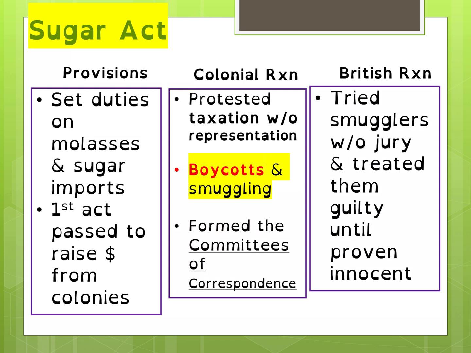The British are going to have to react to this because smuggling is illegal, so they're going to put the smugglers on trial. But they're going to do that without giving them a jury, and they're going to treat them guilty until proven innocent, which is the opposite of the way it's supposed to be. So it's not just a matter of paying taxes now. The British are actually taking away some of the civil rights of the colonists. So things are escalating.